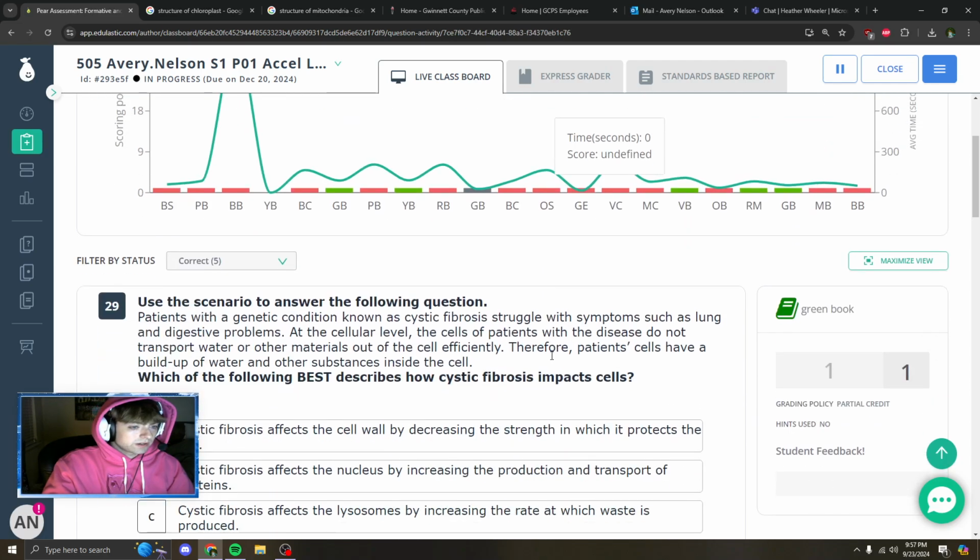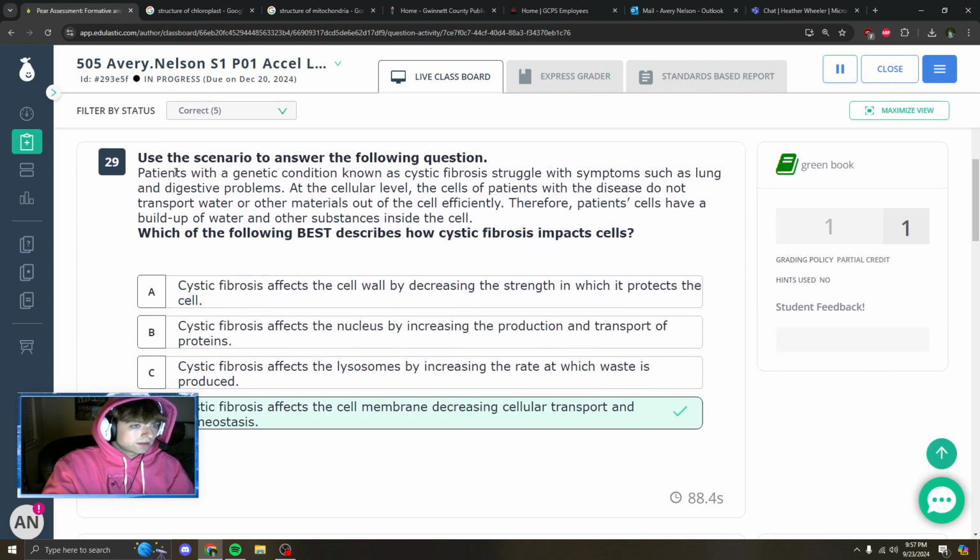Okay, and finally, number 29. Patients with a genetic condition called cystic fibrosis struggle with symptoms such as lung and digestive problems. At the cellular level, the cells of patients with the disease do not transport water or other materials out of the cell efficiently. And I'm going to keep that highlighted. Therefore, patient cells have a buildup of water and other substances.